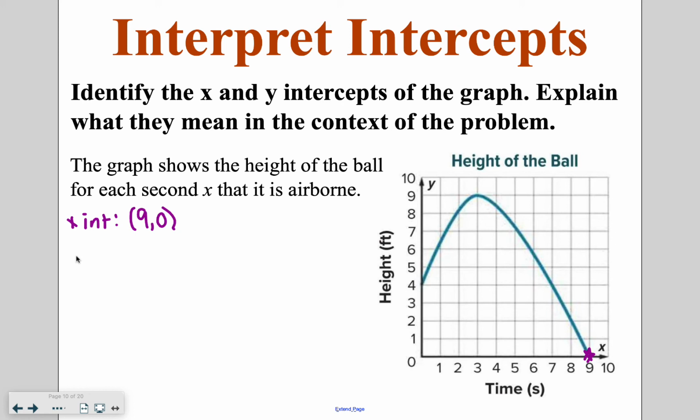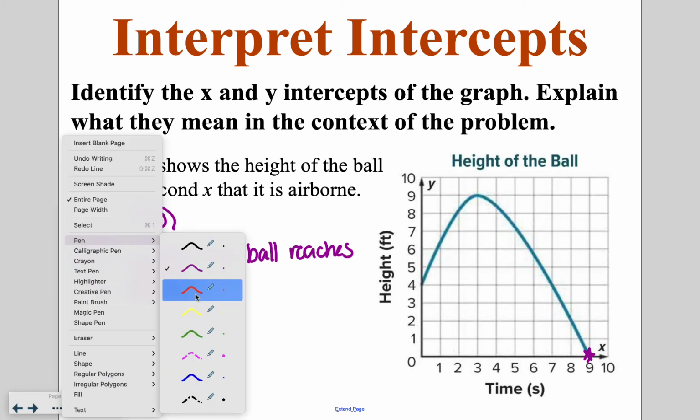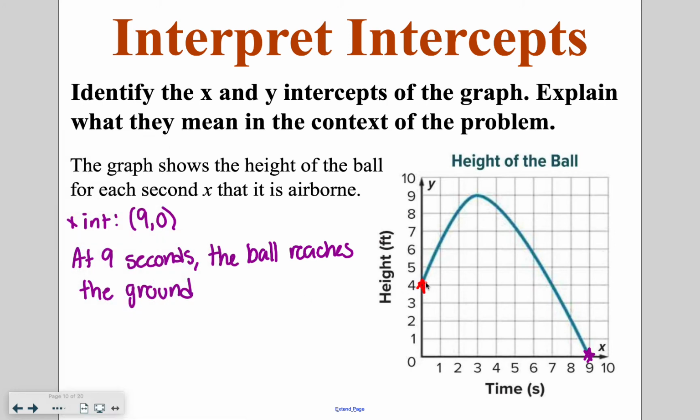So the meaning then would be at 9 seconds, the ball reaches the ground. So that means after it is done flying in the air, the ball hits the ground after 9 seconds. Then I need to flip to looking at my y-intercept, which is at (0, 4).